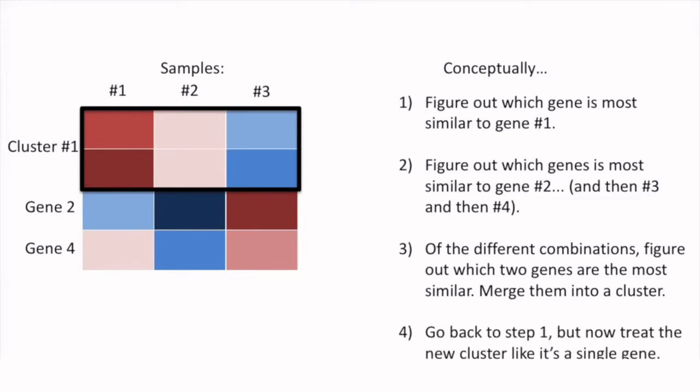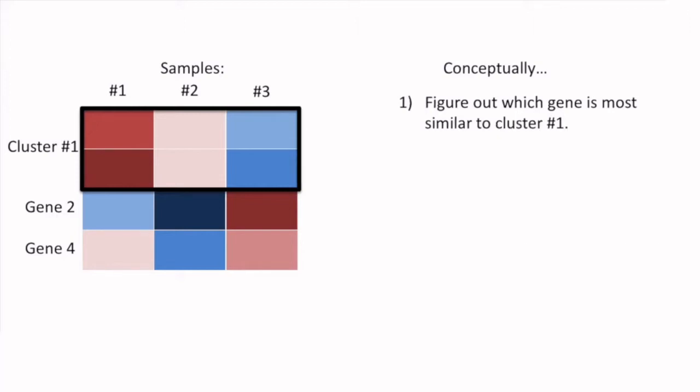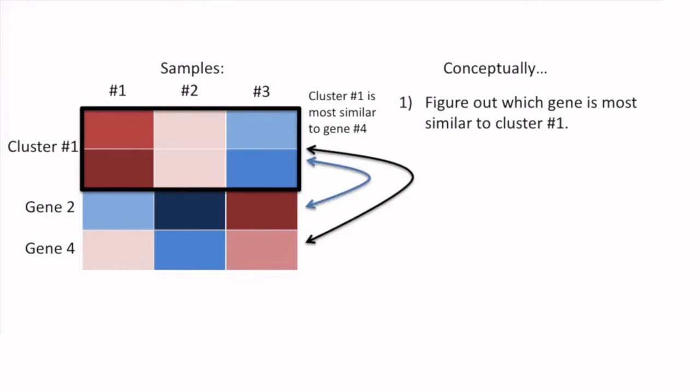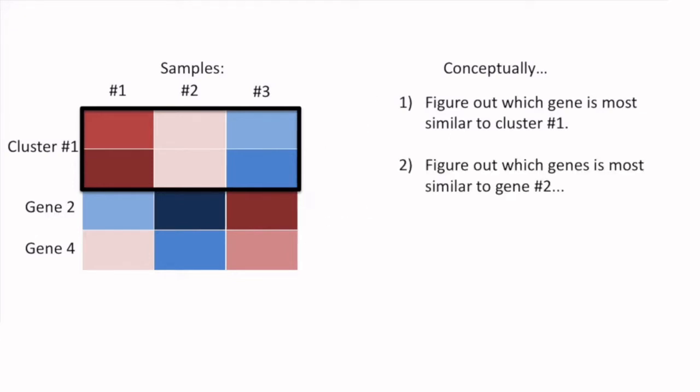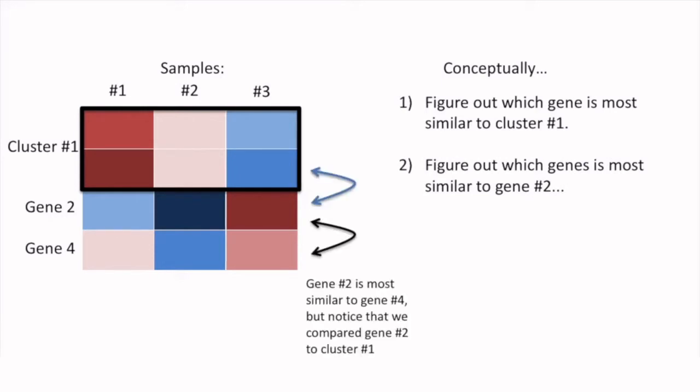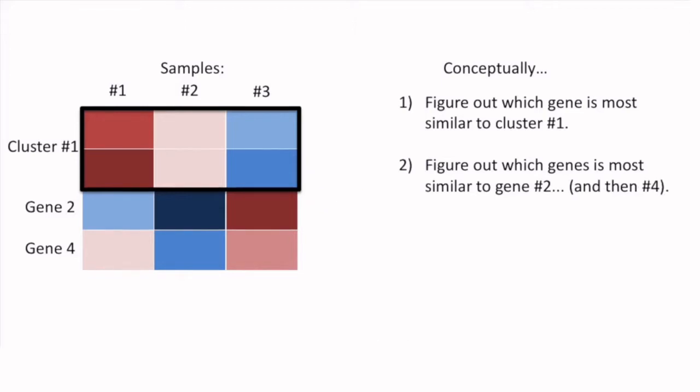Next, step 4 is to go back to step 1, but now treat the cluster like it's a single gene. So in step 1 we figure out which gene is most similar to cluster number 1. Cluster number 1 is most similar to gene number 4. And we figure out which gene is most similar to gene number 2. In this case number 2 is most similar to gene number 4, but notice that we have compared gene number 2 to cluster number 1. And then we do the same thing for gene number 4 as well.